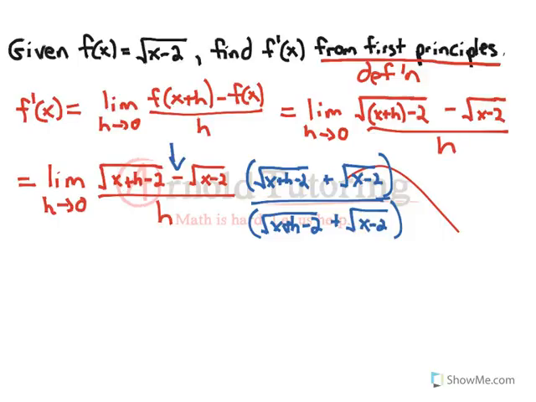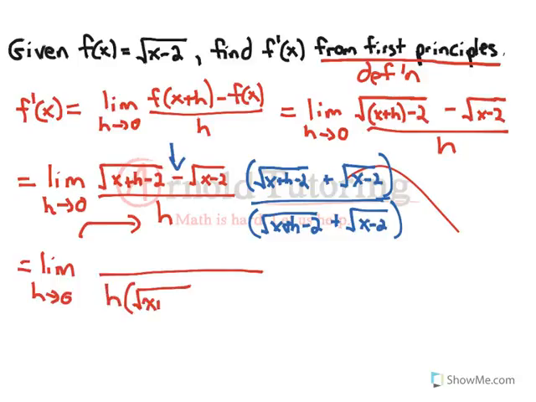Okay, so let's see how that works. I'm not going to multiply the bottom out because I know that this h here, that's my issue, right? It's not the h anywhere else, it's right there. So let's see what happens. We get the limit as h goes to 0. The bottom remains the same, so I have h into this bracket. I'm not going to multiply it out. X plus h minus 2 plus the square root of x minus 2.